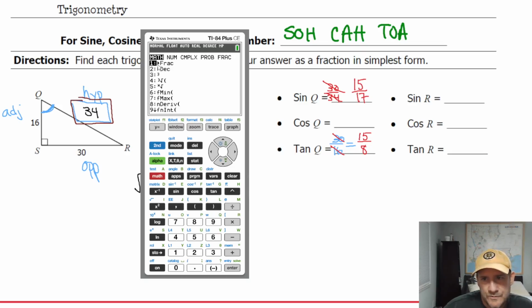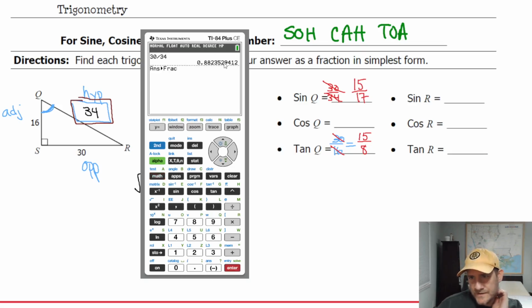But that little arrow means convert to fraction. So if you just press enter, then it's going to take your previous answer, the decimal, convert it to a fraction, and that fraction will always be in simplest form. So it won't just give you back 30 over 34, it'll give you back, boop, 15 over 17.